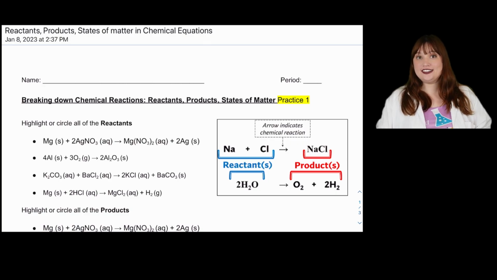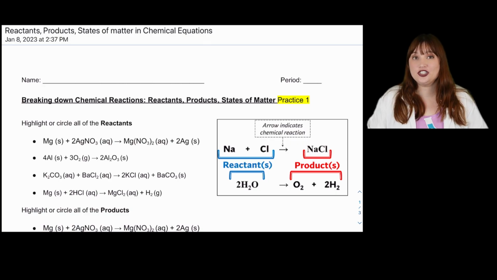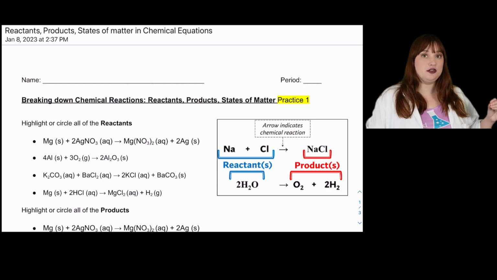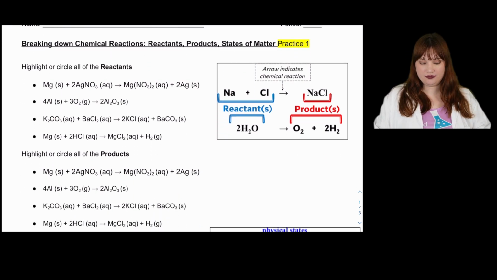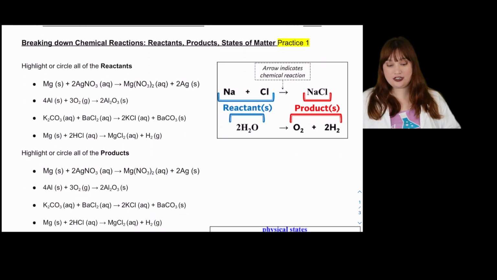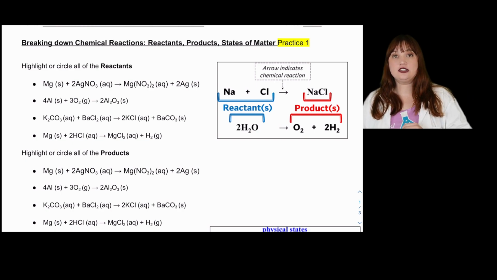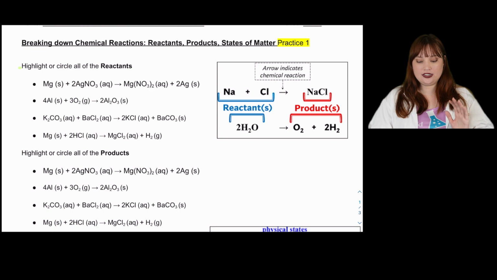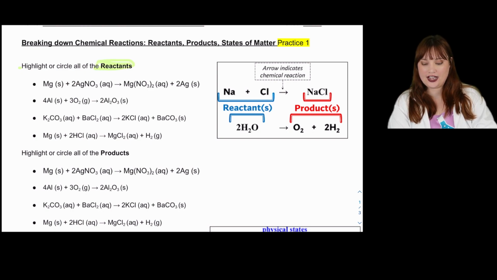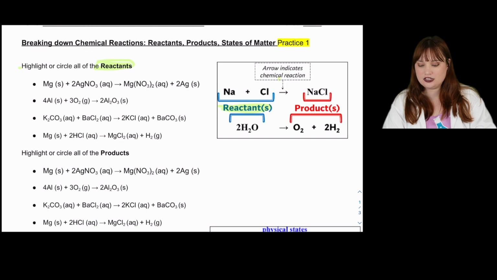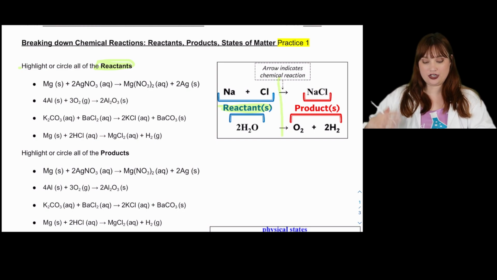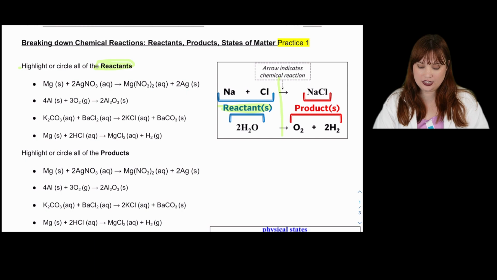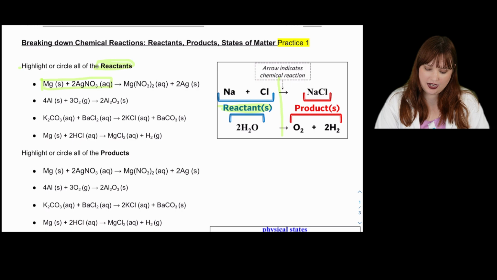Let's do some practice now that we know what chemical reactions are and what their equations look like. Can we identify the different parts of a chemical equation? In this practice, we're going to be identifying first the reactants versus the products. Let's highlight or circle all of the reactants. Remember, reactants occur before that arrow. They occur before the reaction takes place. They're the things that are going to change into something new. So I'm, in this first example, going to highlight these reactants.